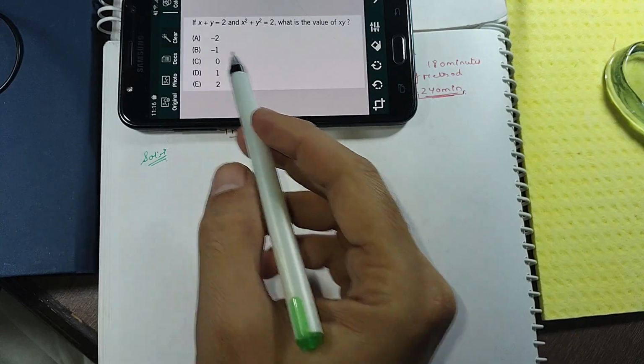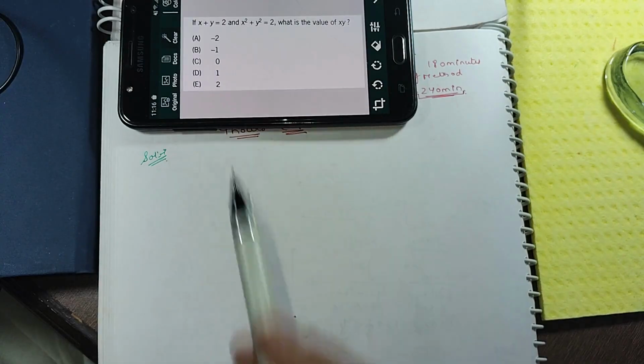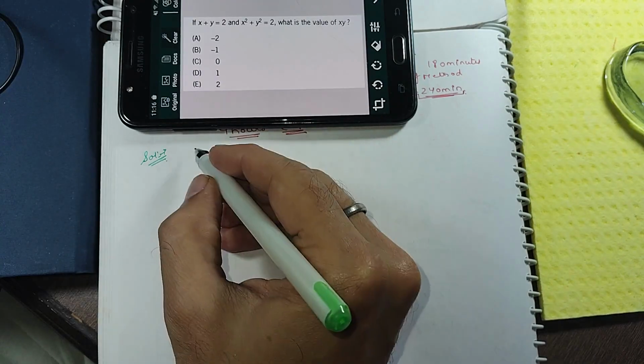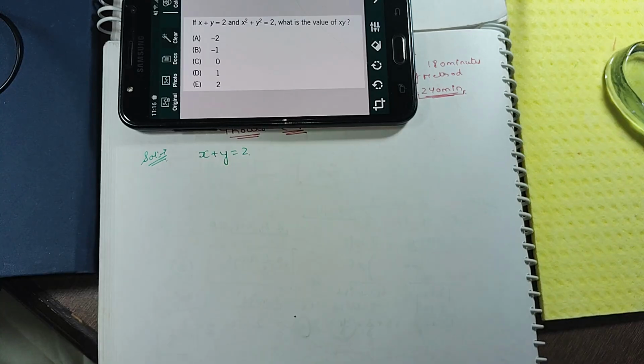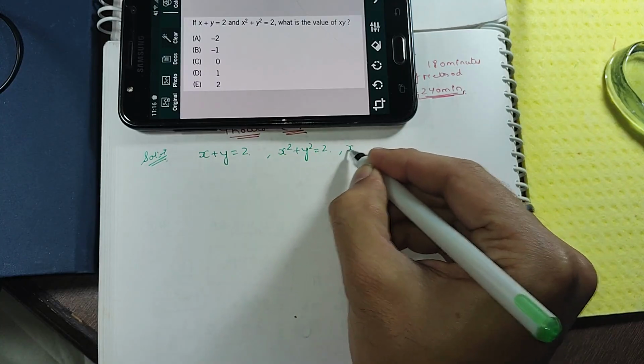If x plus y is equal to 2 and x square plus y square is equal to 2, then what is the value of x into y? So how will we be solving it? See, x plus y is given to be 2, right? Now x square plus y square is equal to 2. You need to find the value of xy.